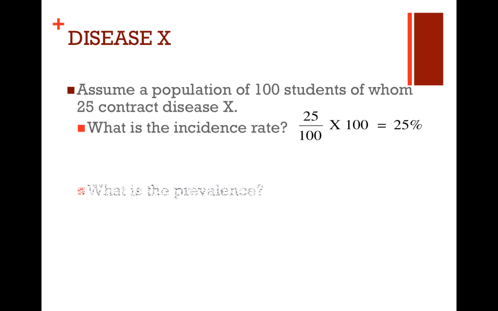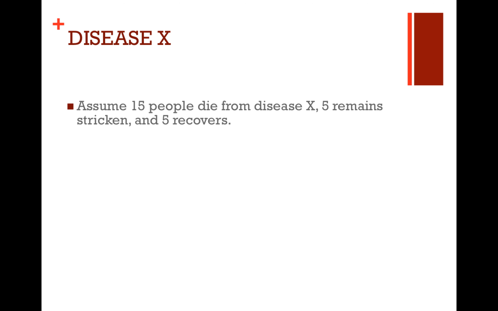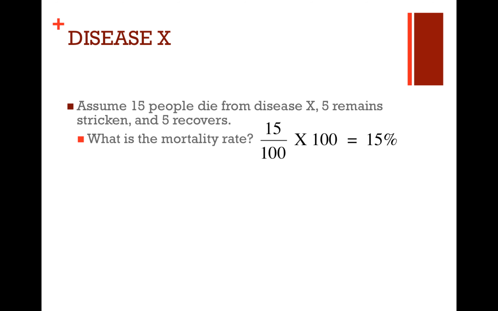The prevalence rate would likewise be 25. There weren't any old cases. These are all new cases. So we have a prevalence of 25%. Now let's assume 15 people die from the disease, 5 remain stricken, and 5 recover. So what is the mortality rate? Well, in this case, the mortality rate would be 15. So 15 people died out of the total population of 100. So we have a 15% mortality rate due to disease X.